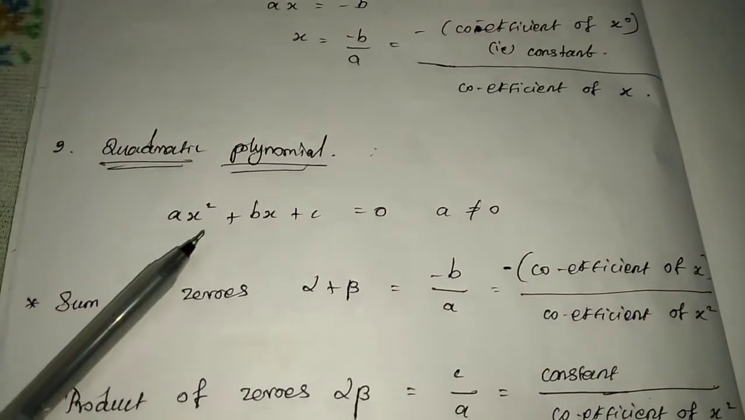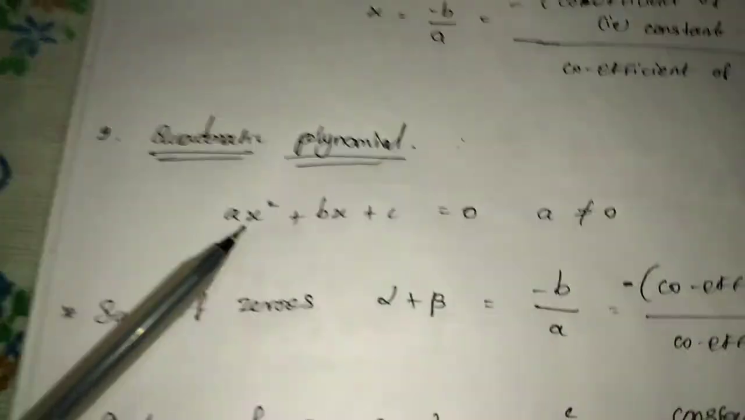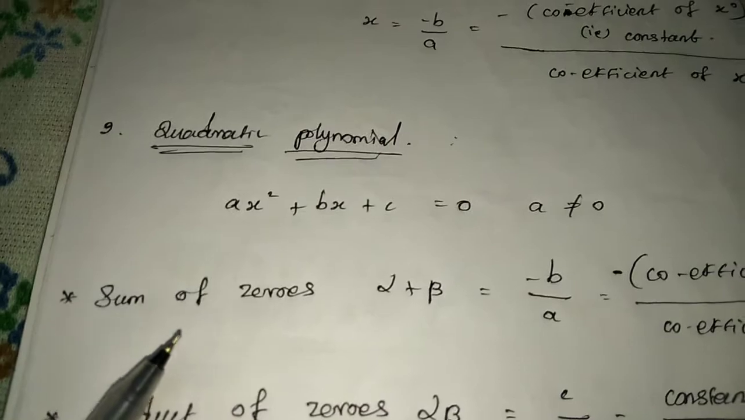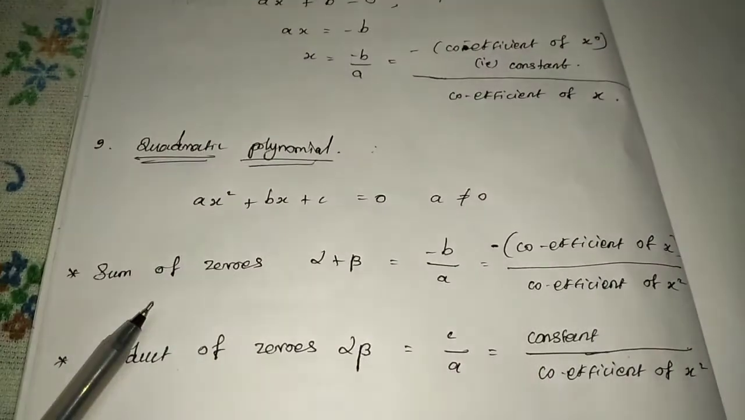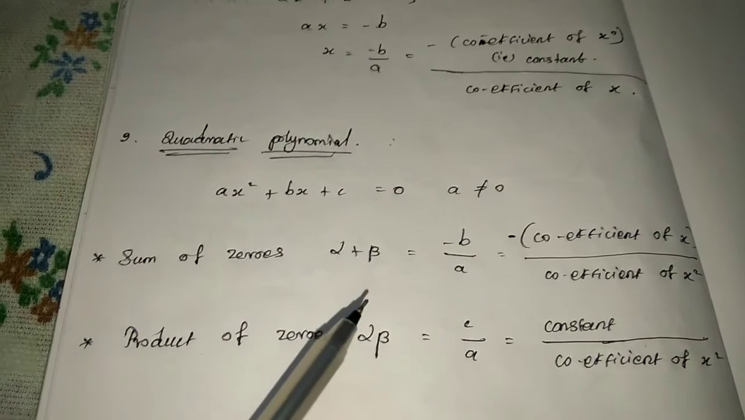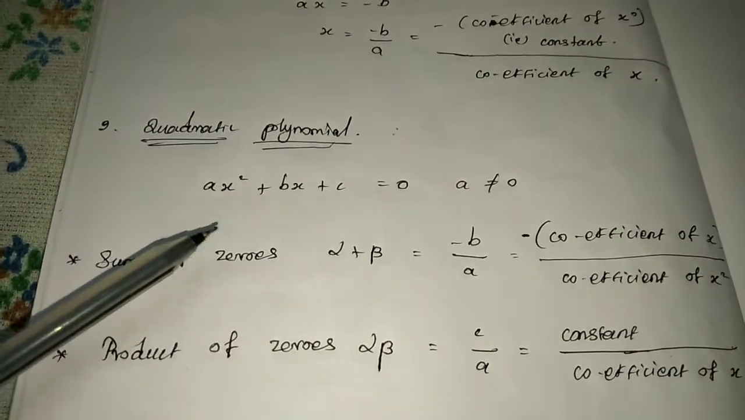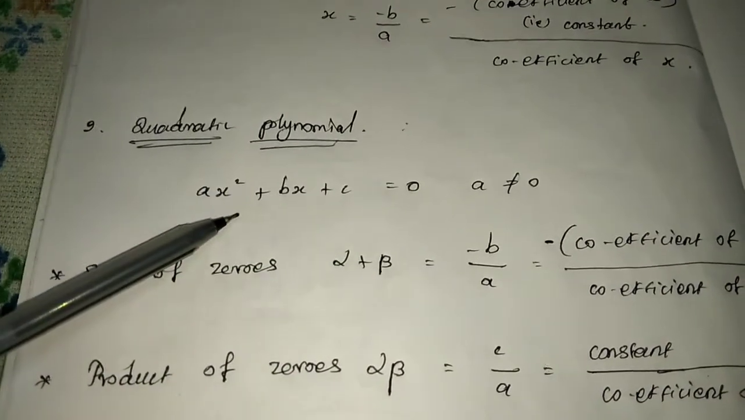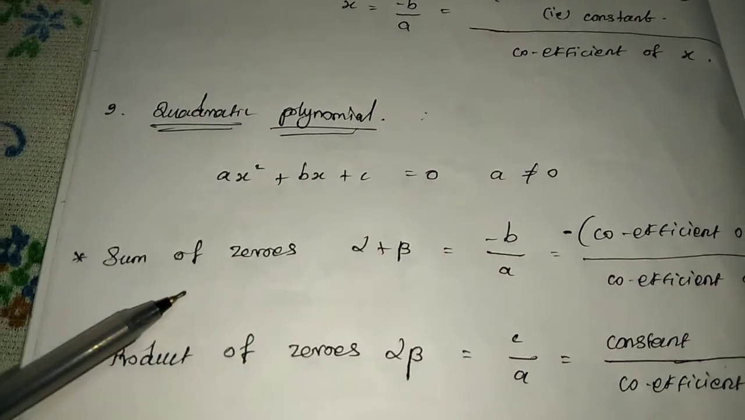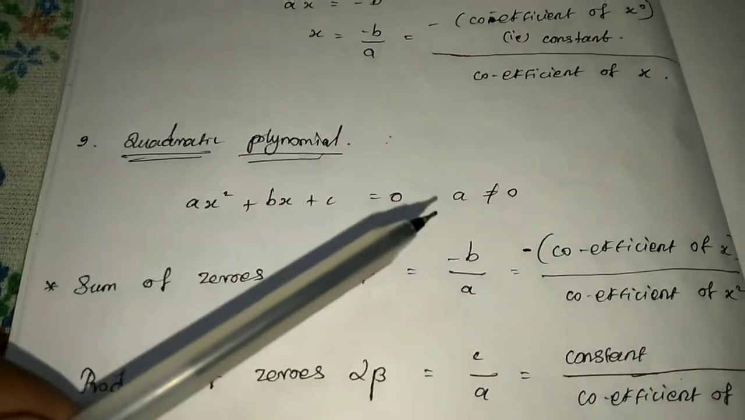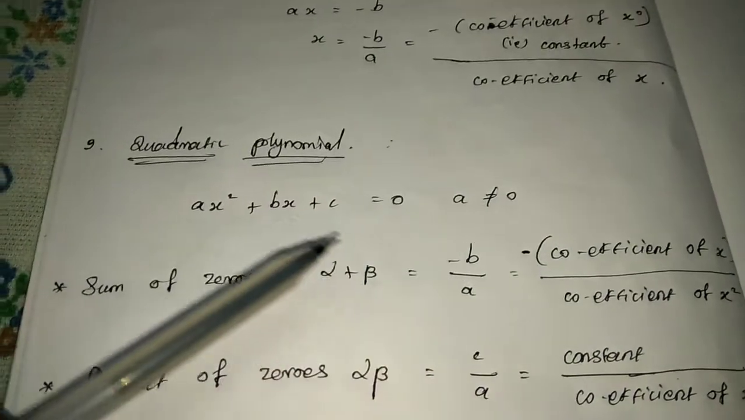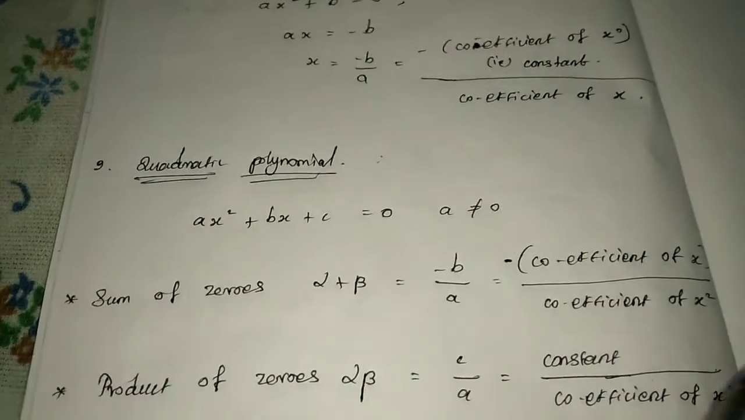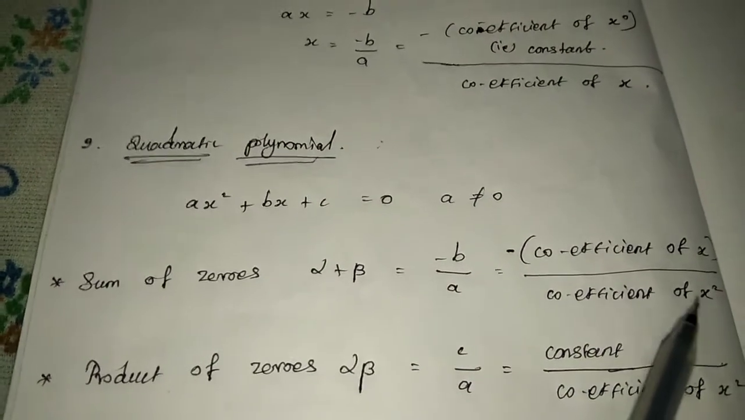If we consider a quadratic polynomial, the general form is ax square plus bx plus c equal to 0, where a not equal to 0. Now, first, the sum of the zeros. We consider alpha and beta as the zeros of the given quadratic polynomial. So the sum of zeros, that means alpha plus beta, is equal to minus b by a. Here b is the coefficient of x and a is the coefficient of x square. Clear? It's the first relation.